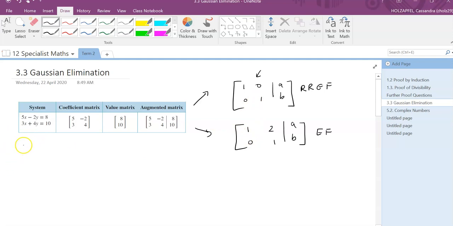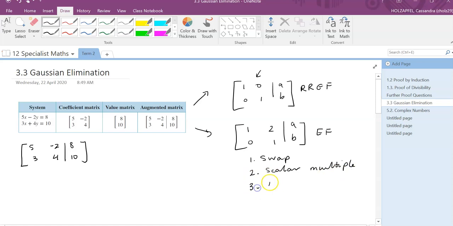Okay, so let's try doing this first example. So we've got our augmented matrix, 5, -2, 3, 4, and then our values 8 and 10. Now, the first thing that I'm going to do is, let's just go through our 3 different elementary row operations. So the first thing that we can do is we can swap any row. The second thing we can do is we can multiply any row by a constant. So in other words, we're finding the scalar multiple of that particular row. And the third thing that we can do is we can add any row into another row.